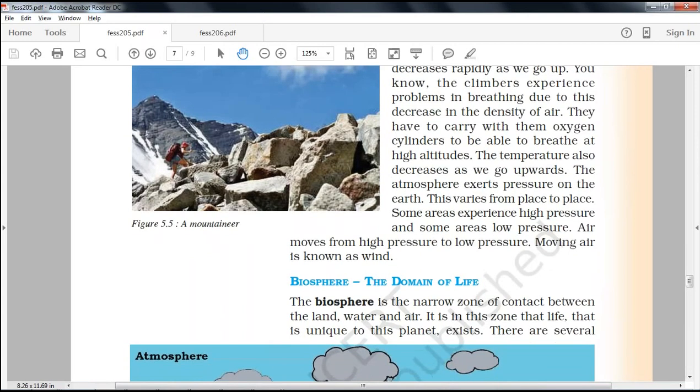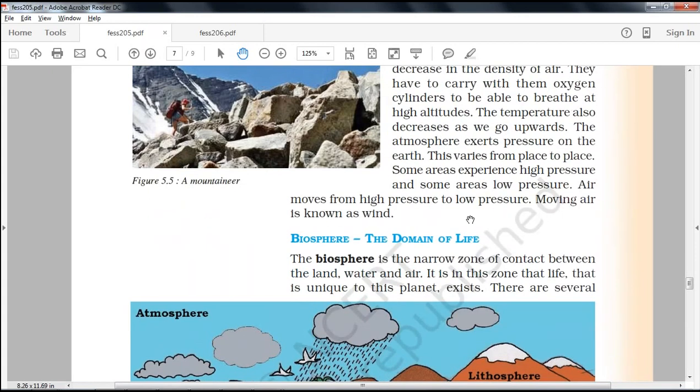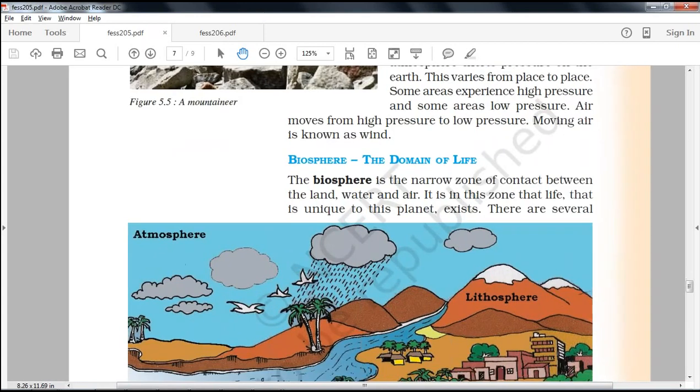And the atmosphere exerts pressure on the earth. This varies from place to place. Some areas experience high pressure, whereas some areas experience low pressure. So the air moves from high pressure to low pressure. Moving air is known as winds. So the winds are an important topic we will discuss in later classes. But we have to know that the air moves from high pressure to low pressure, which creates winds. So this is about atmosphere, the third domain of Earth.